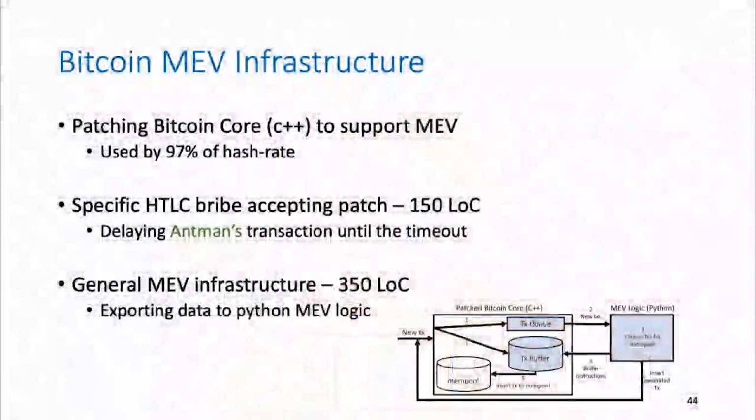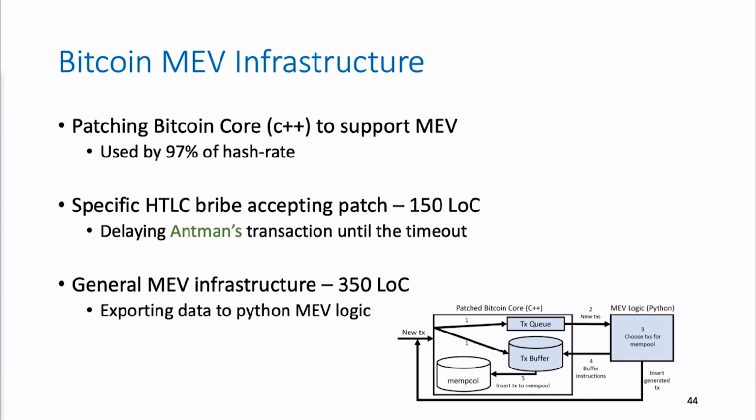And the question is why? Why wouldn't anyone take our money? And we asked ourselves, is it too difficult? And we realized, hey, no, we can do this. We can implement this Bitcoin MEV software mechanism by patching the standard Bitcoin client, named Bitcoin Core, to support this MEV opportunity. So we have two patches. The first is to support the specific HTLC bribe accepting mechanism, which means the patch code looks for these future bribing transactions and realizes that it should exclude Ant-Man's transaction until the time elapses. This required about 150 lines of code.